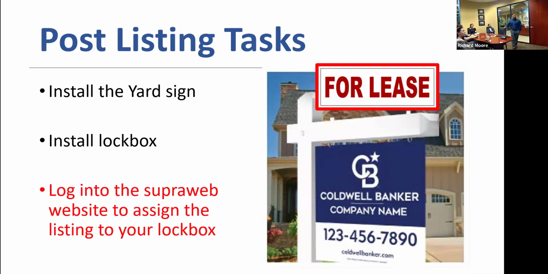Log into the SuperWeb website to assign the listing. When you go into the SuperWeb website, you should have already registered your lockbox on that website, so it knows that this lockbox belongs to you, and it communicates with that website. You're going to assign it to that property. So you're going to say this box with this serial number is at 123 Main Street, because you might have 5 listings, and that's how it's going to know which listing is which.